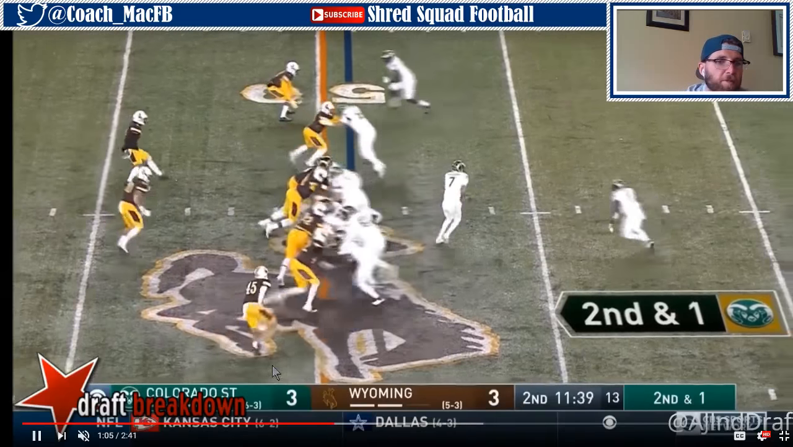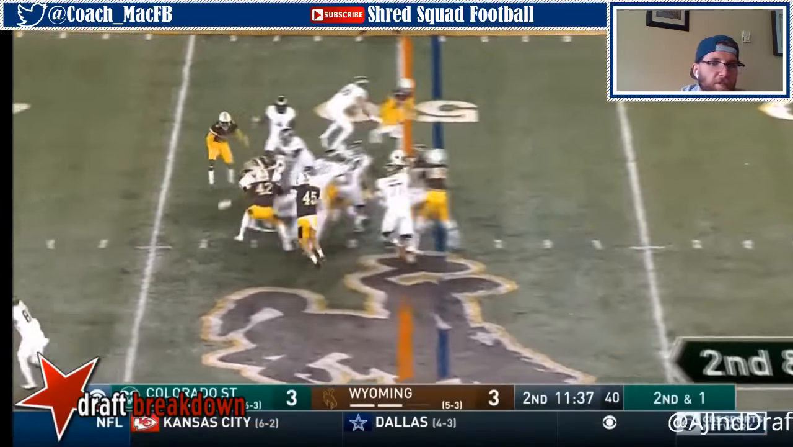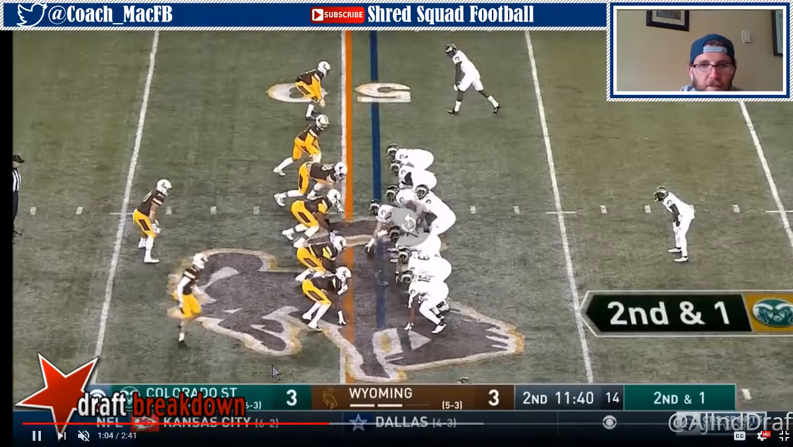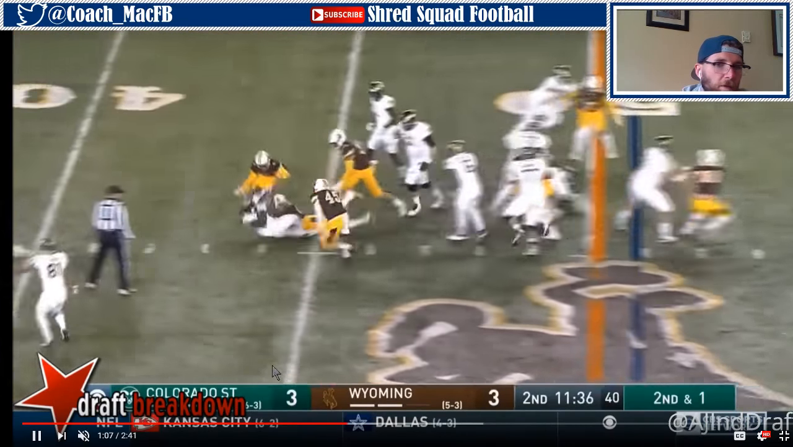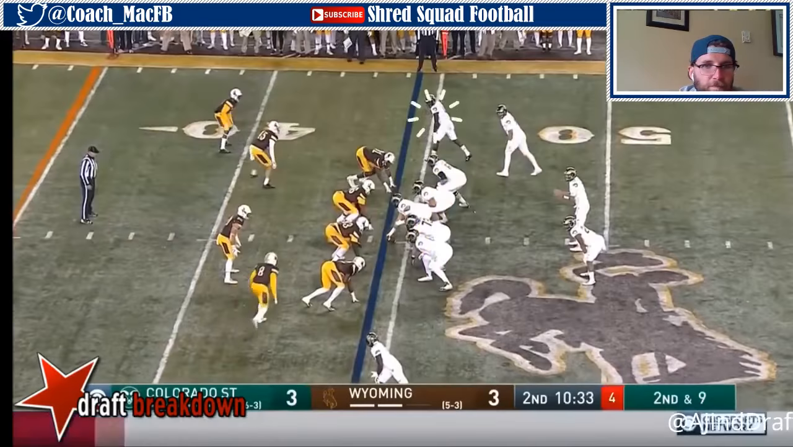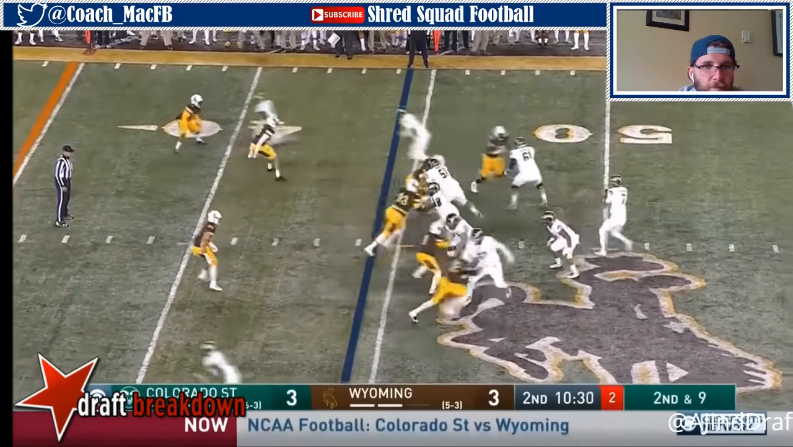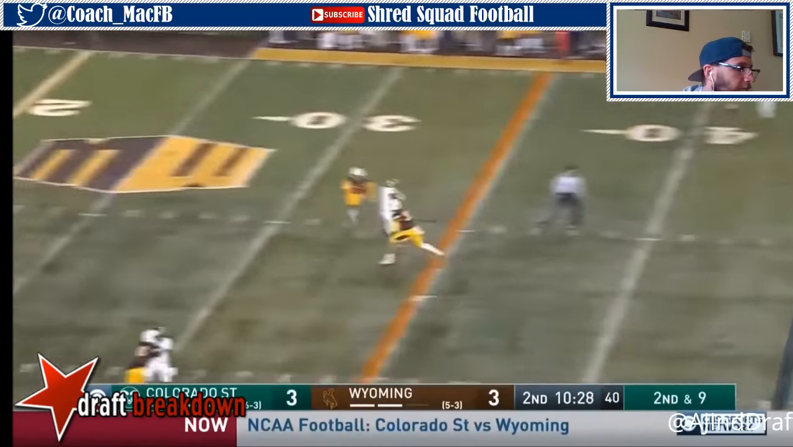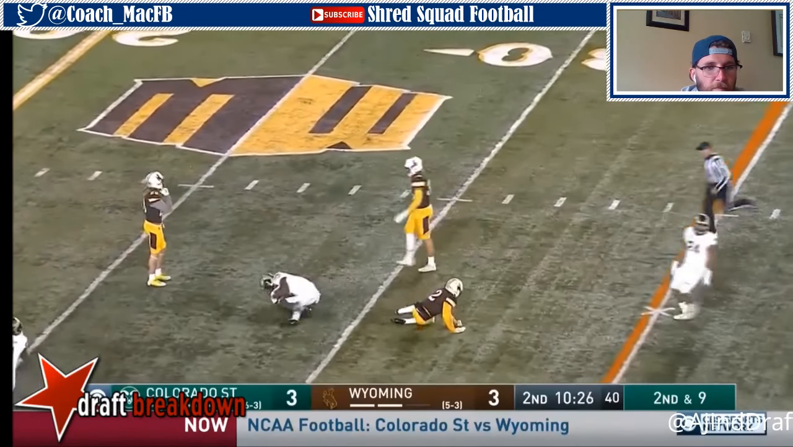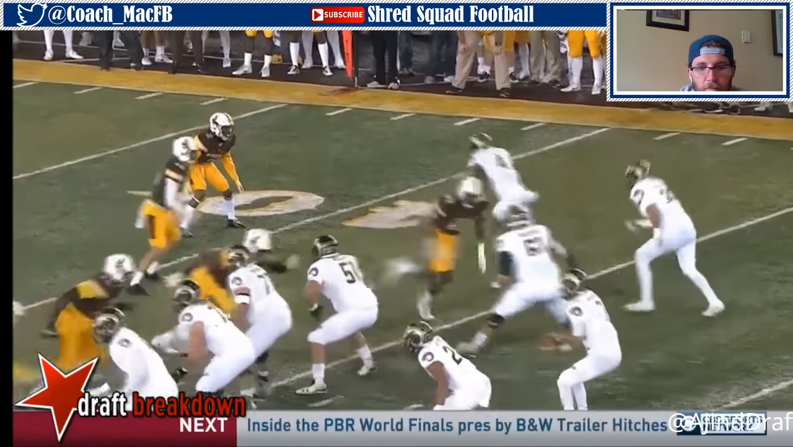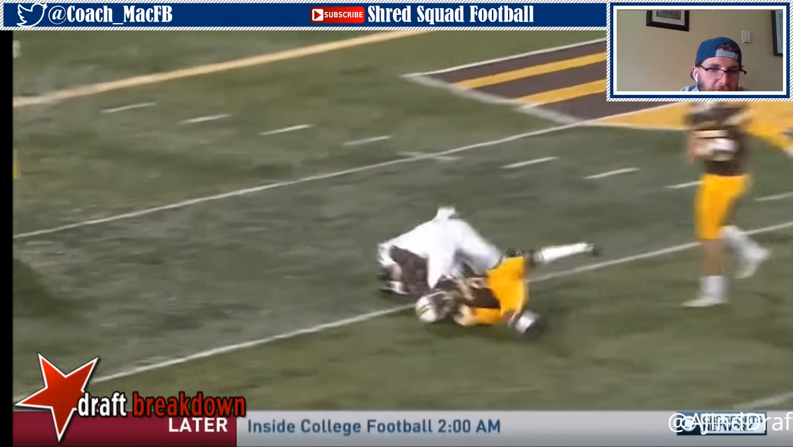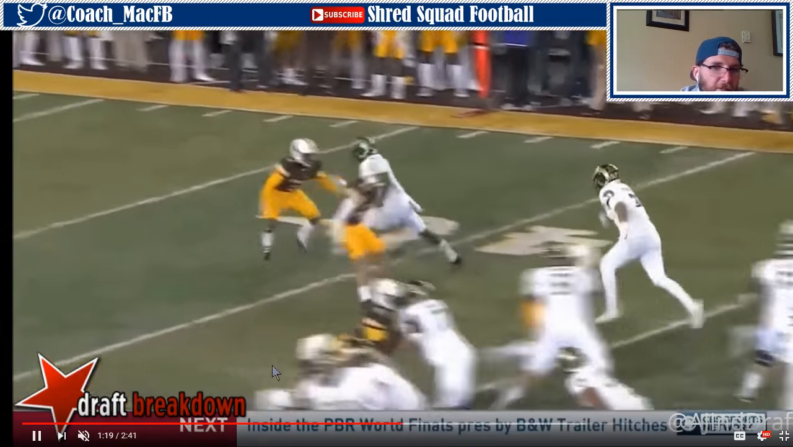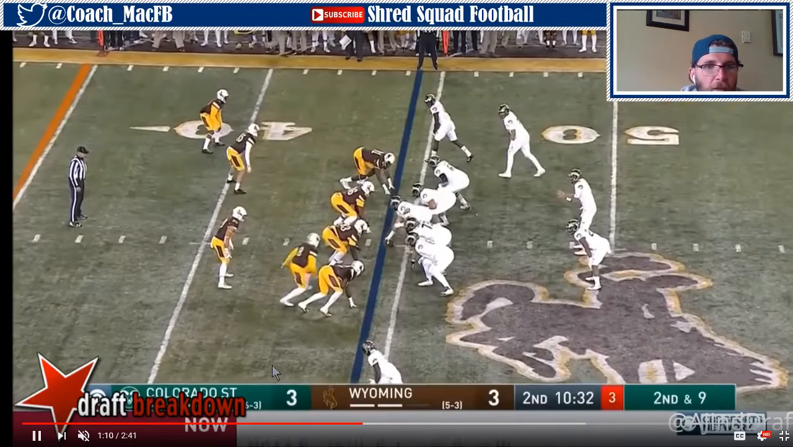See right here, you're about to see him. He gets a little bit confused here. He's not sure what the play is, I don't think. Block. Strong hands. Strong hands through contact. There we go, right here. Here's a perfect example of that.